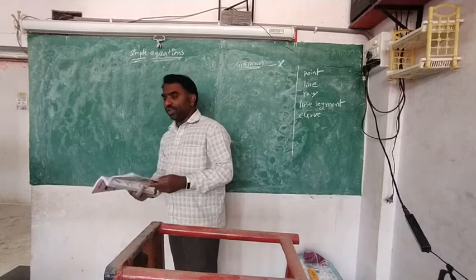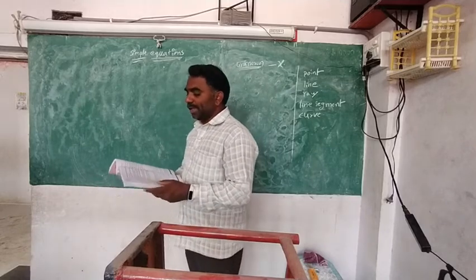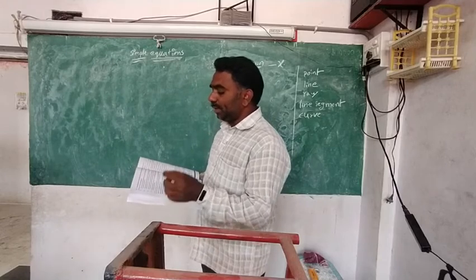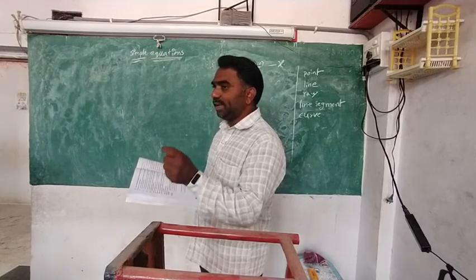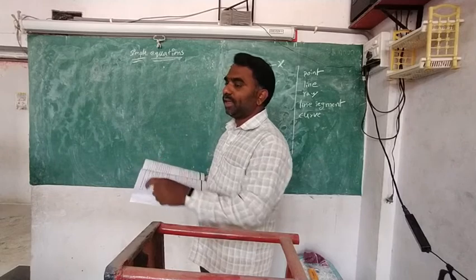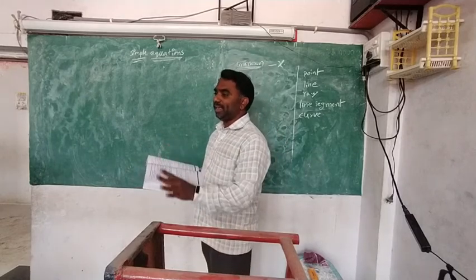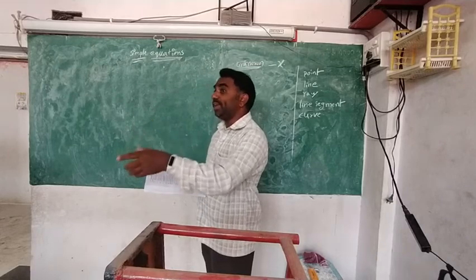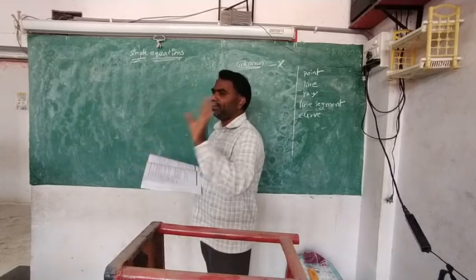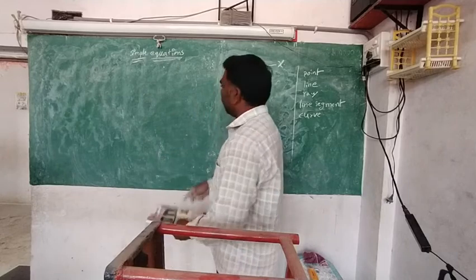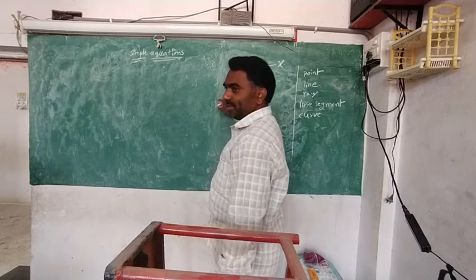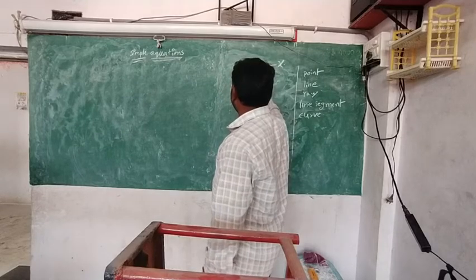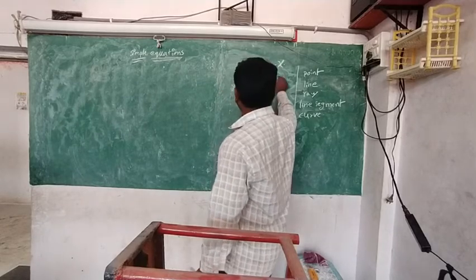Okay, fourth situation: the length of a rectangle is 8 meters less than twice its breadth. Easy if you try to understand. 8 less than twice. Twice means what? 2 times the breadth.